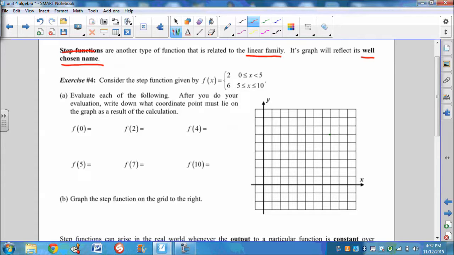It says, evaluate each of the following. After you do your evaluation, write down what coordinate must lie in the graph as a result of the calculation. Well, we're going to do this one in a different way. Let's graph it first, and then let's evaluate it. So let's think about this. How do I graph that 2? F of x equals 2.